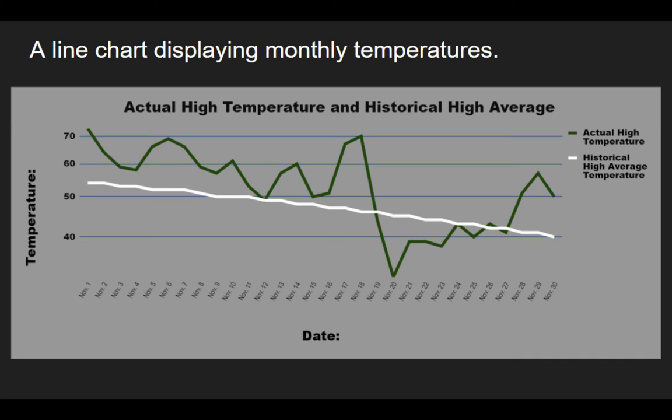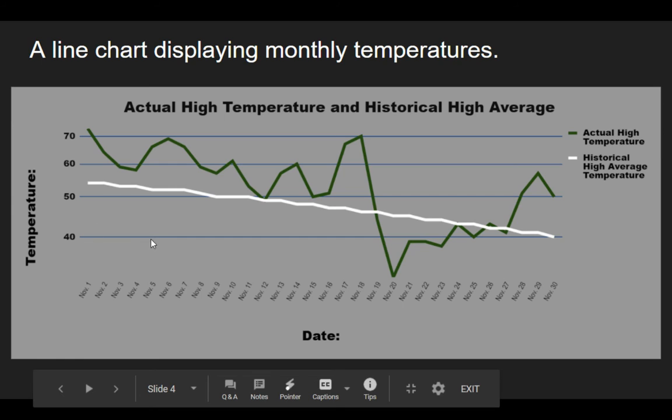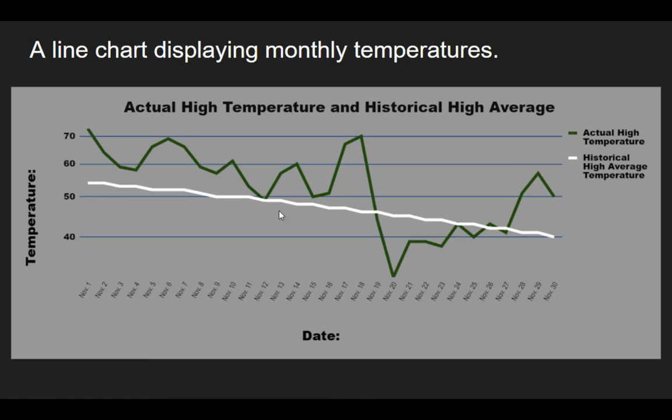So the white line represents the average temperature, and that's why it's more consistent. And then the actual temperature is in green, so that's why it kind of fluctuates and goes up and down. So looking at this line graph, you'll notice that November 1st is on the left-hand side of the graph, and then November 30th is on the right-hand side. So as the month of November goes on, the temperature slowly gets colder. And that is what the average temperature normally does. So again, this type of line chart is a great way to show temperature or other things over a period of time.